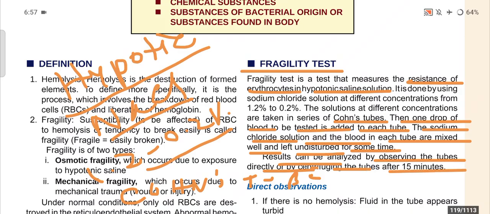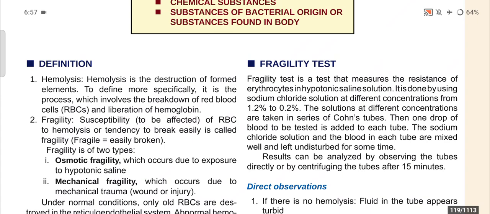So what you have to do? You have to take the conical tube and take one drop of blood, then add the hypotonic solution like sodium chloride solution, and then put it aside to rest for nearly around 15 minutes. Then centrifuge this, and when you centrifuge, you can directly observe the result. So what will be the result?